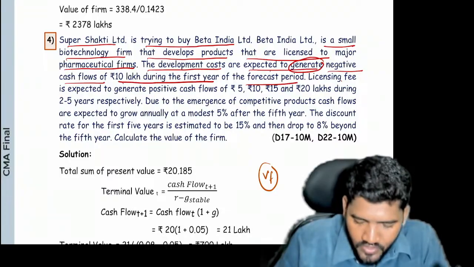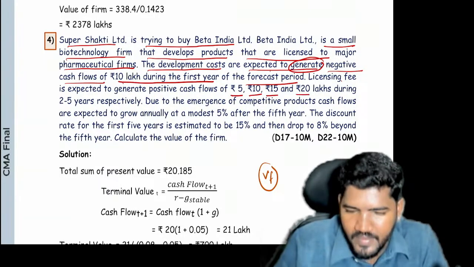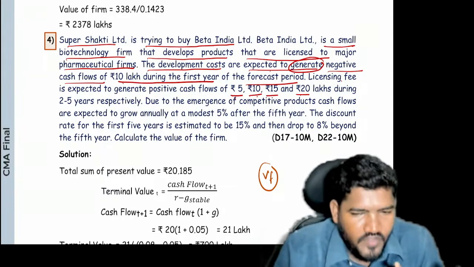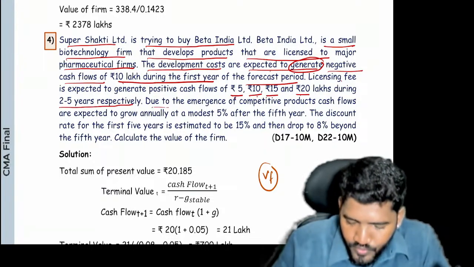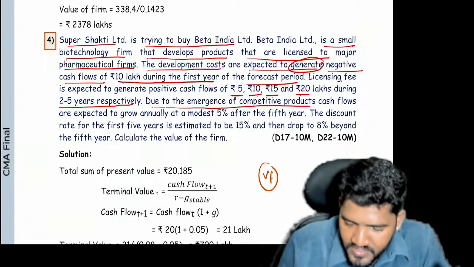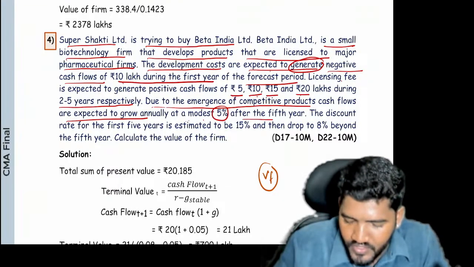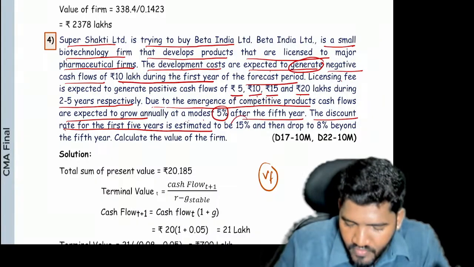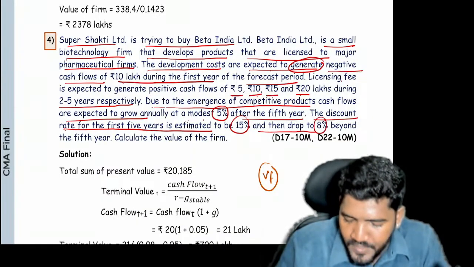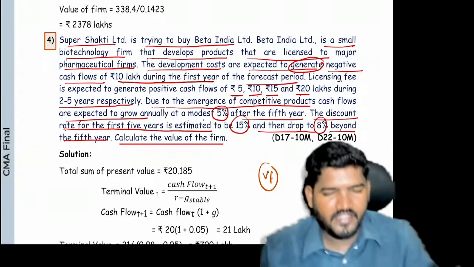Licensing fees are expected to generate 5 lakh positive, 10 lakh positive, 15 lakh positive, 20 lakh in years 2 to 5 respectively. Second year, third year, fourth year, fifth year. It means the life of the project is 5 years. Due to the emergence of competitive products, the cash flows are expected to grow annually at a modest 5% after the fifth year. The discount rate for the first 5 years is estimated to be 15% and then drops to 8% beyond the fifth year. Calculate the value of the firm.